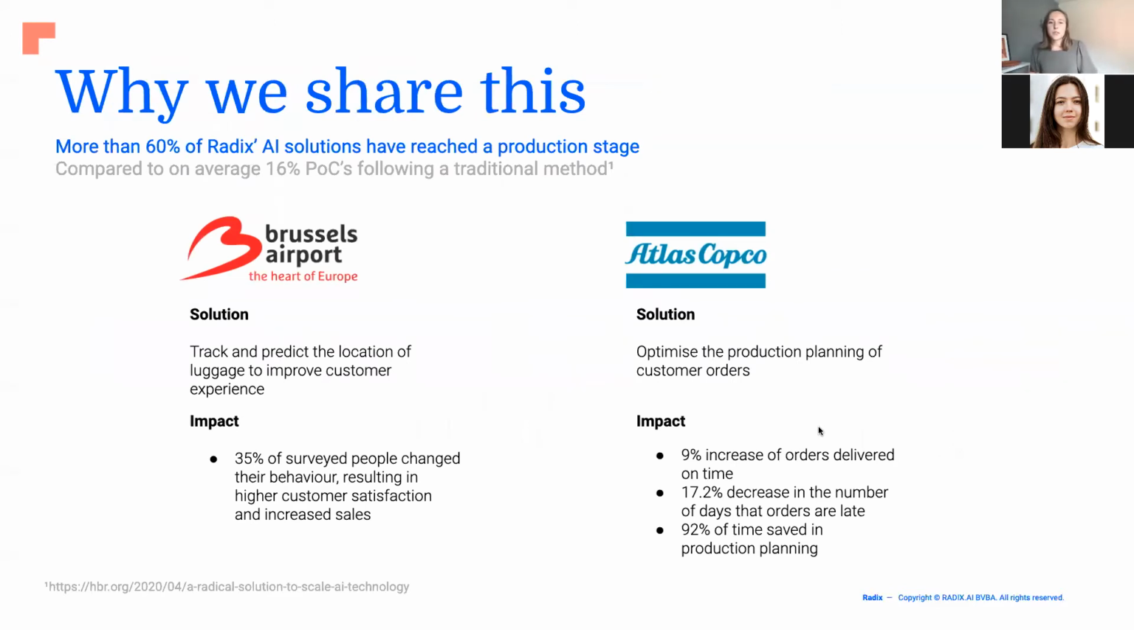Why are we sharing this with you today? Many organizations struggle to bring AI solutions into a production stage. They say that on average, only about 16% of AI proof of concepts generally make it into production. And over the past 2.5, 3 years, we have helped organizations across different industries, and more than 60% of our AI solutions have already made it into production.